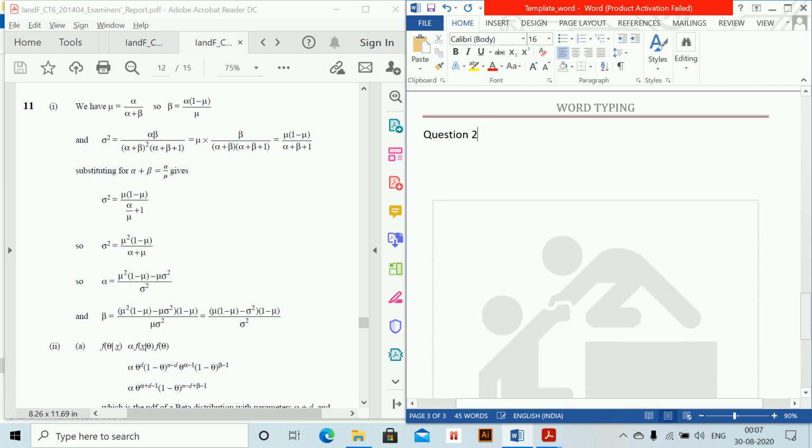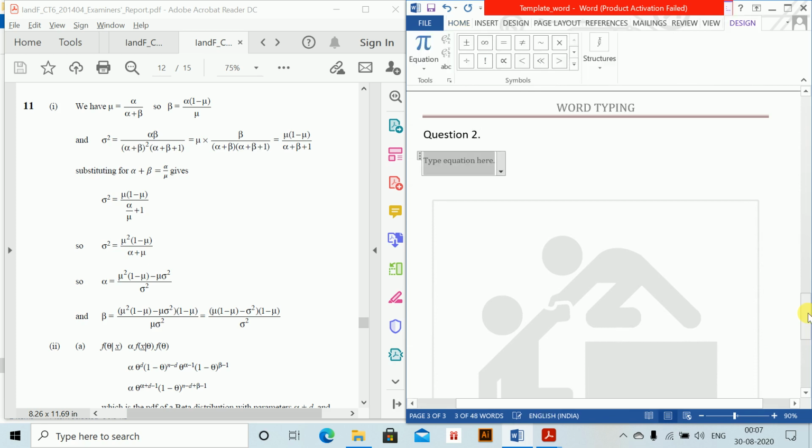Okay. So first, μ = α/(α+β). Okay. So β = α(1−μ)/μ. Okay.